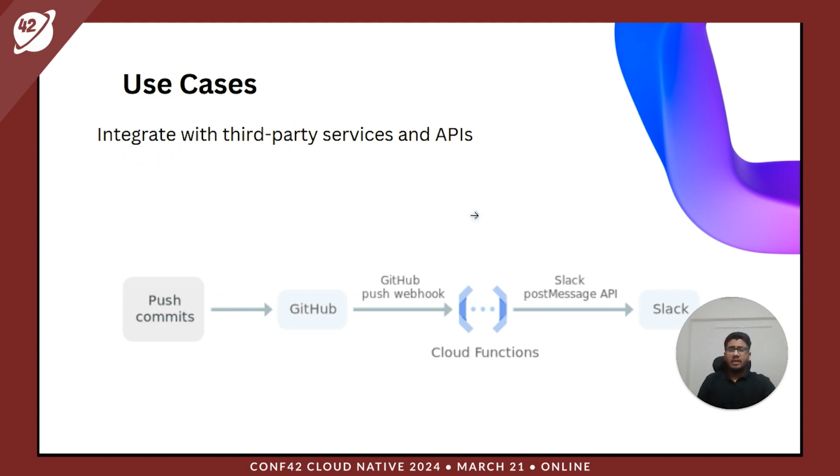Next is integrating with third-party service APIs. This is a normal example where we are pushing some commits on GitHub, the GitHub webhook. That's a third-party API integration on a cloud platform. So the webhook will trigger the Cloud Function, and it will trigger Slack. So there are two third-party apps, and the integration between them is done by the Cloud Function. So this way, it could also be helpful for us.